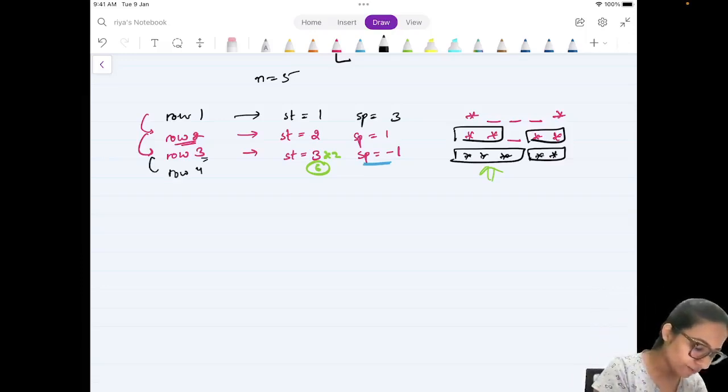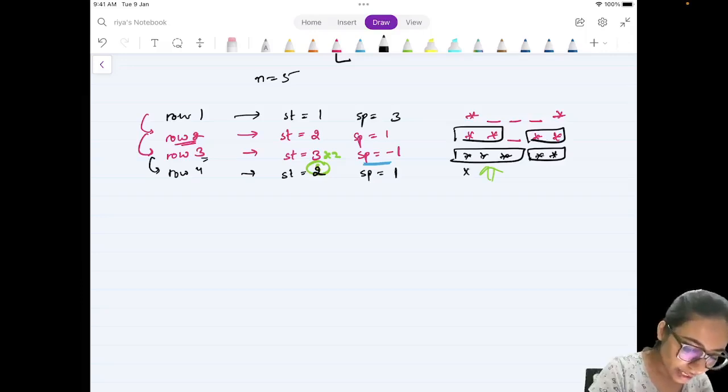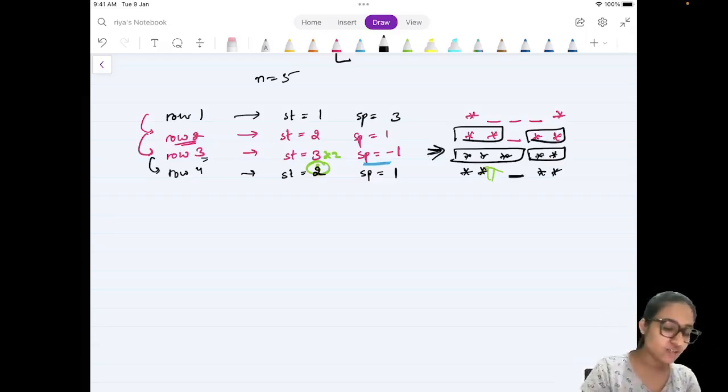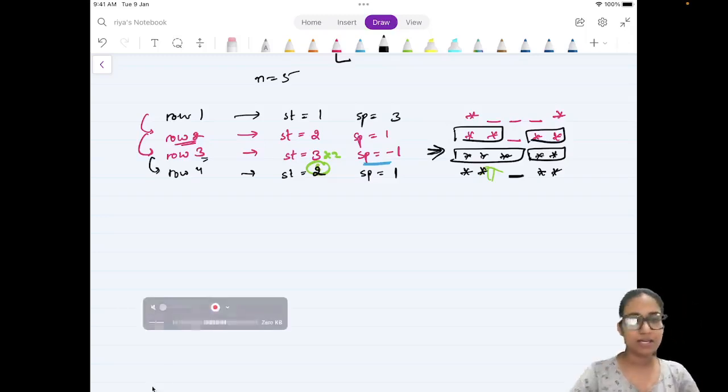You are at row 3, so you need to decrease the stars. You need to do the stars as 2 and the spaces become again 1. So 2 stars, and then a space. So you're fine after that. Just that this row is having kind of a special case over here.